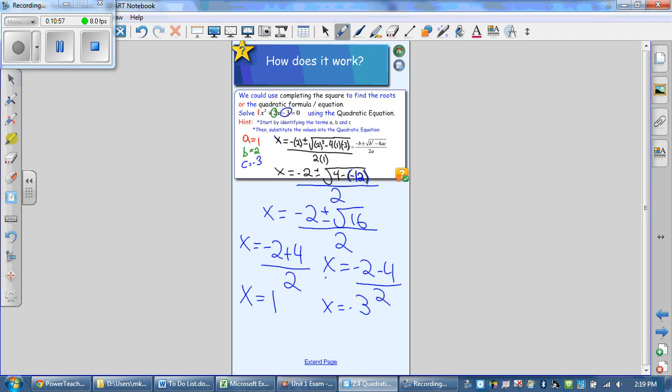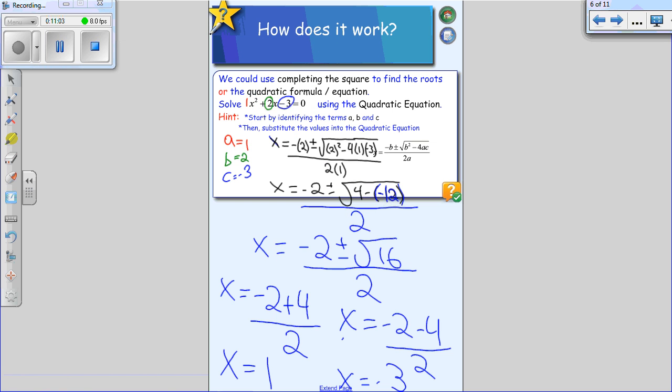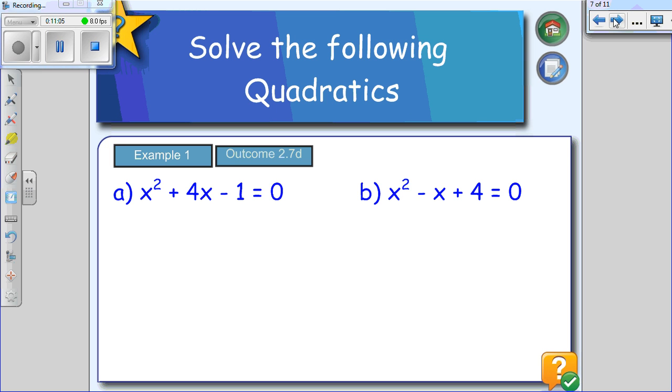Okay. Go back to full screen. Here's a couple questions. I'm going to do the first one. You guys are going to do the second one. It just says solve the quadratics. So you don't need to do it any way in particular. You can choose the method you use. I'm going to say that we use the quadratic formula. So try it doing the quadratic formula. I'm going to do the first one.